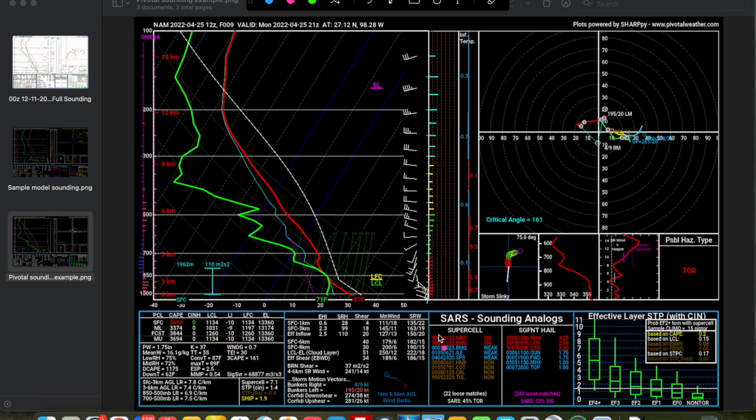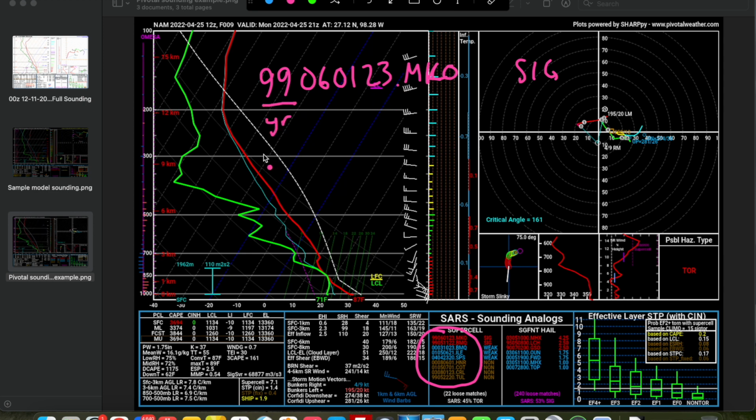So you can see here that it's kind of a little bit of mumbo jumbo when they list these cases. So I'll take this first one here, 99060123.MKO, and then it'll have your type, which is SIG here. So this is the way that these are listed. The first two digits are going to be the year, so this would be 1999. Then the next two digits are your month, so this would be June. And then the next 2 digits are going to be the day. So it would be the 1st of June, 1999.